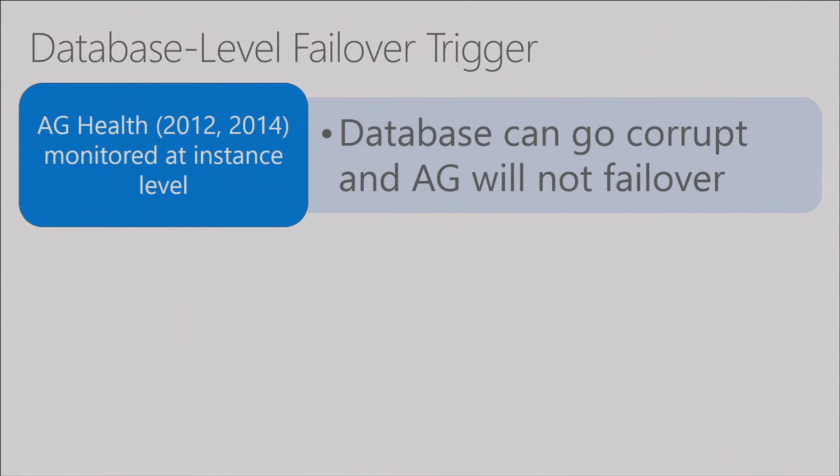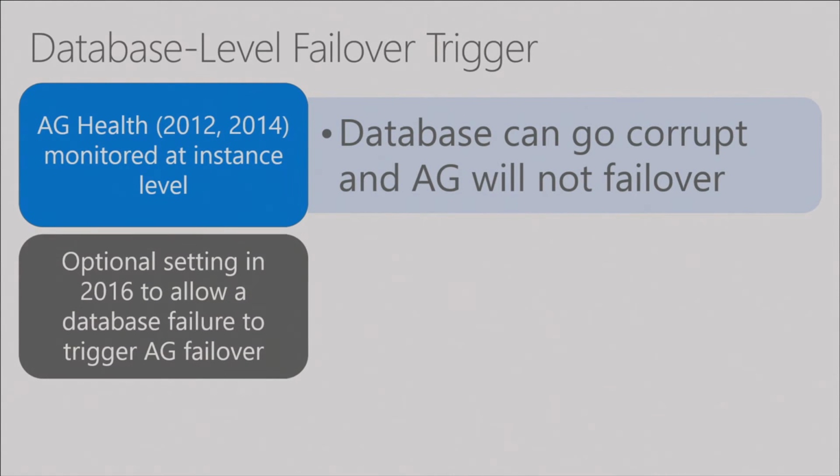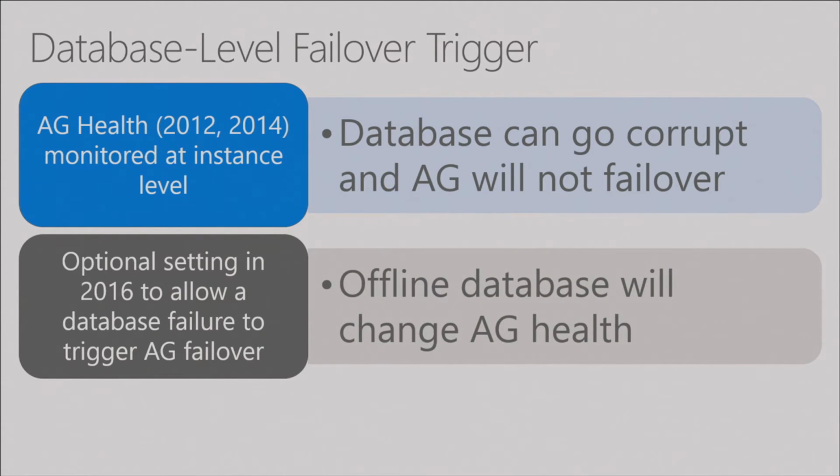In SQL Server 2016, we solved this problem with an optional setting that we can turn on within the instance that allows a database to trigger an availability group failover. So if the database goes suspect, if the disk drops out from under it, if something horrible happens, the database setting will change the health of the availability group, and the availability group will now fail over to another replica within the environment. The assumption being that next replica is healthy because it's got separate disks. That's the whole point of this. Everything's totally independent.